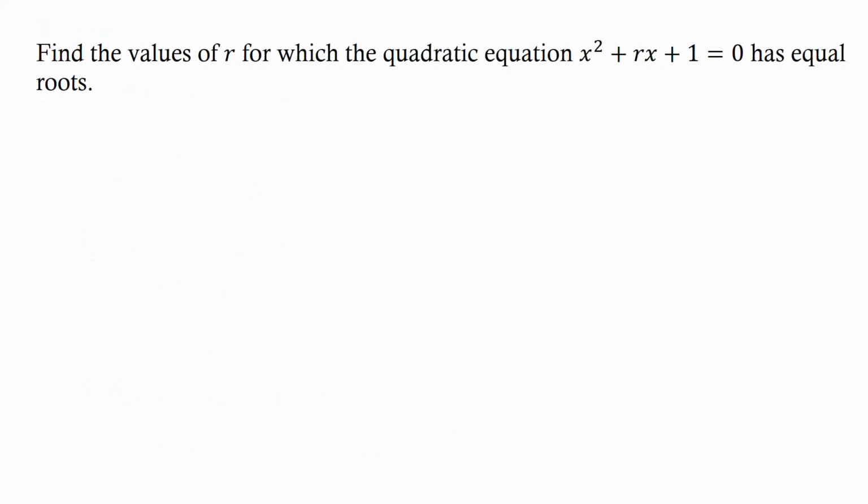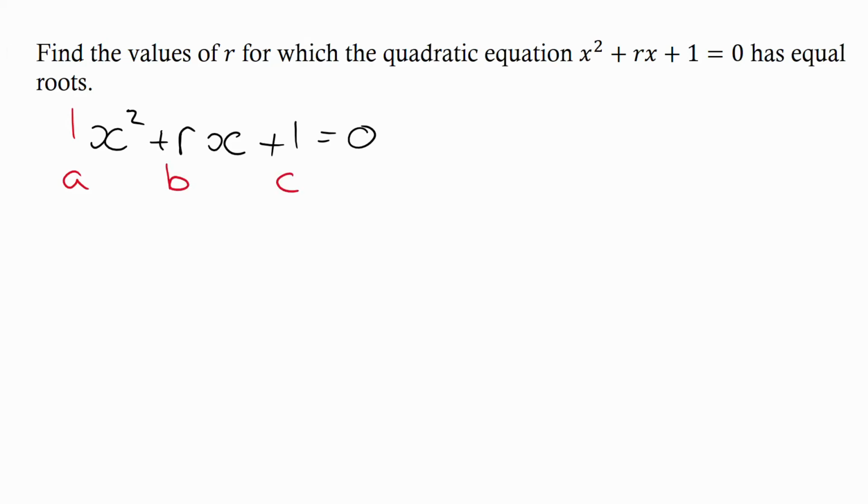Alright, our next example here is when we have an unknown in the middle. So find the values of r for which the quadratic equation x squared plus rx plus 1 equals 0 has equal roots. So the first thing I'm going to do is write it down. So x squared plus rx plus 1 equals 0. And we know that a is going to be 1, b is going to be r, c is going to be 1.